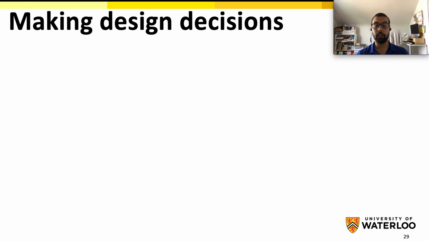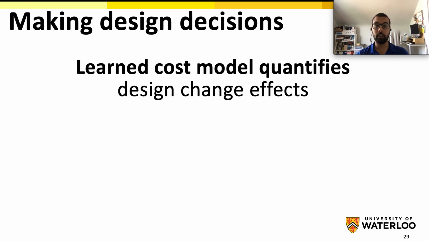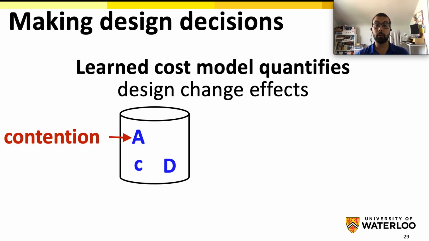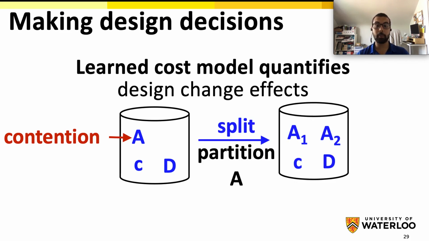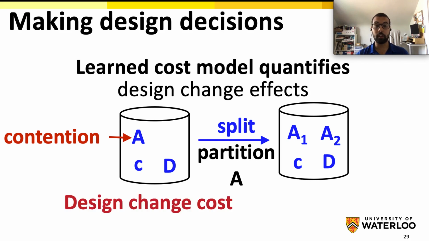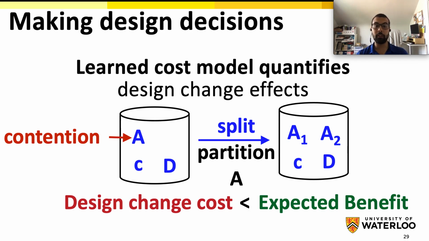To make design decisions, MorphoSys quantifies the effects of design changes on transaction latency using a learned cost model. As before, consider two clients writing distinct elements in A, which results in contention, and splitting the partition reduces this contention. MorphoSys quantifies the effect of this design change by considering the upfront cost to perform the actual partition split and the expected benefit on transaction latency after the split, resulting from the reduction in contention. For MorphoSys to perform a design change, the expected benefit must outweigh these upfront costs.